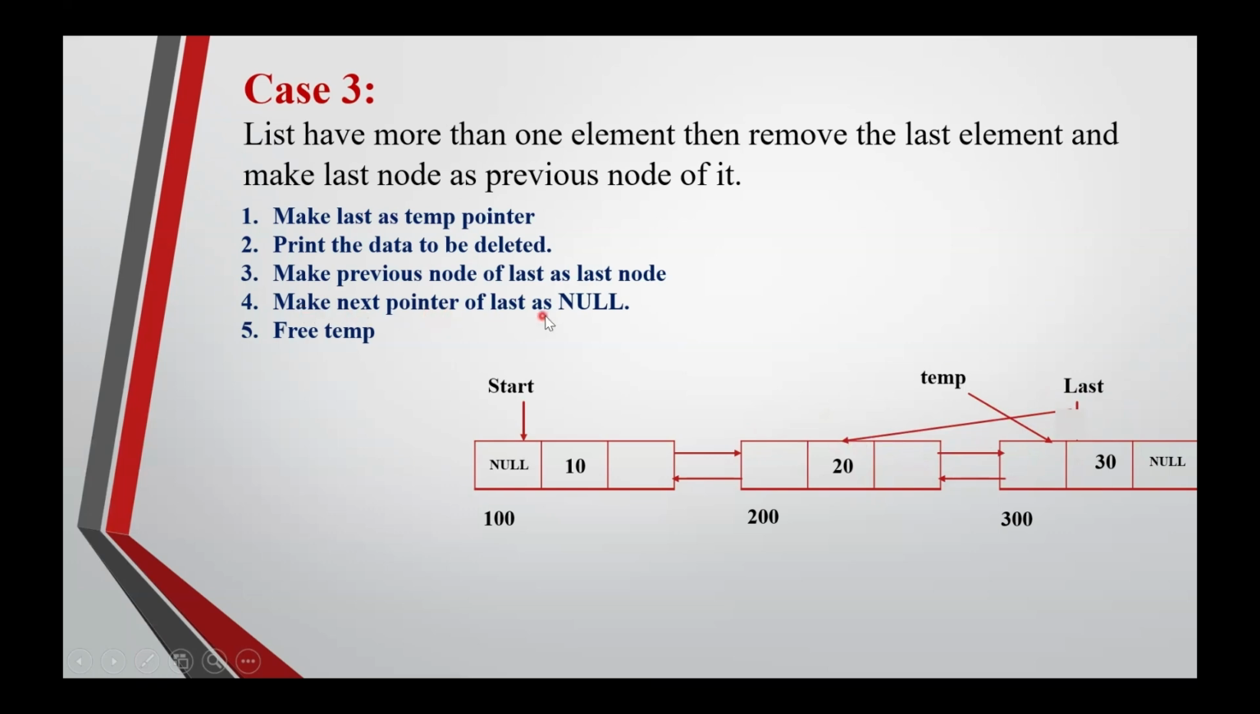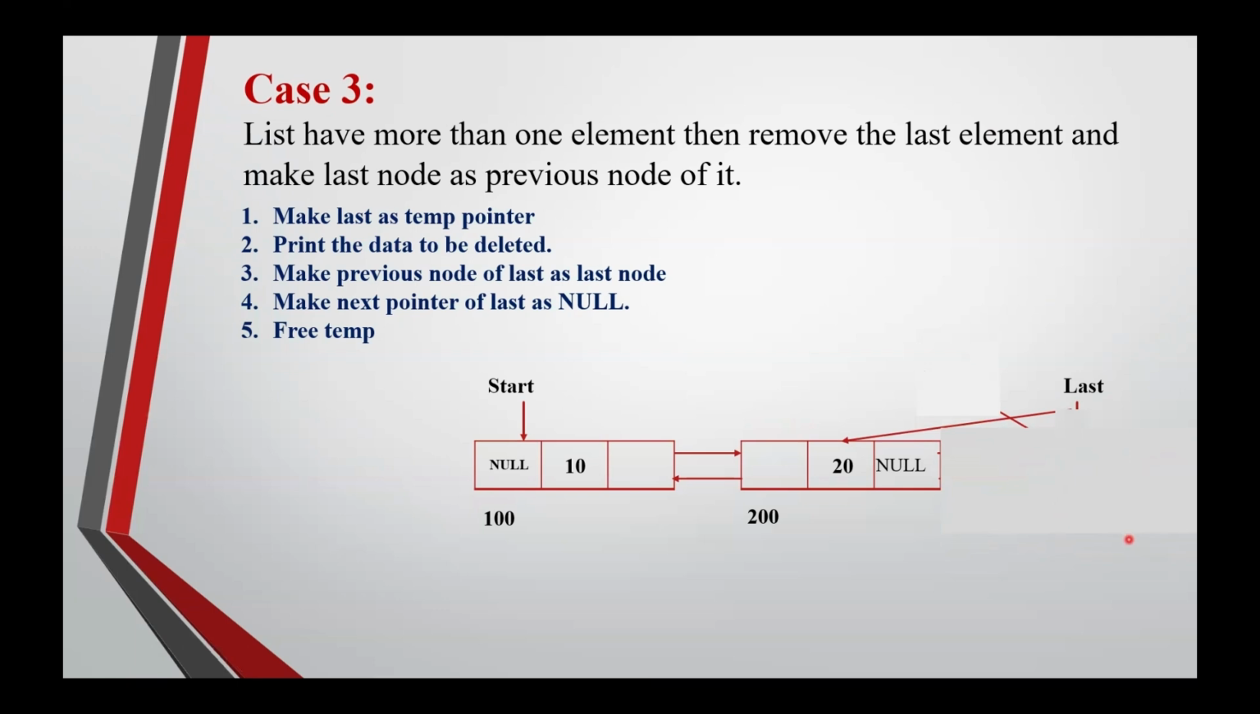Then make the next pointer of the last node null, because this node has now become the last node. Right now its next stores 300, the address of the deleted node, so we have to store null. So this node does not point to any node. Then we have to release the memory. We release the memory. This is the way we delete an element from the last position.